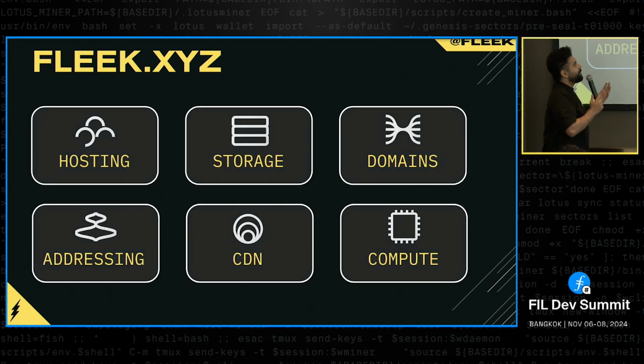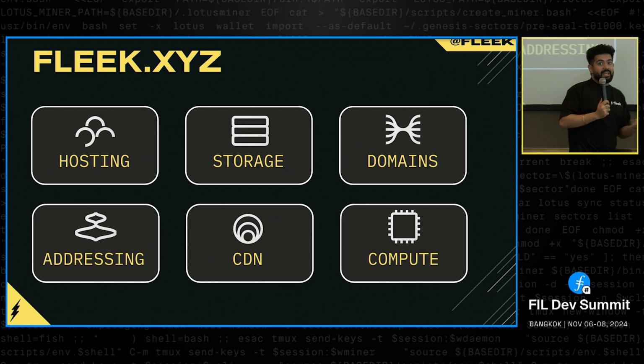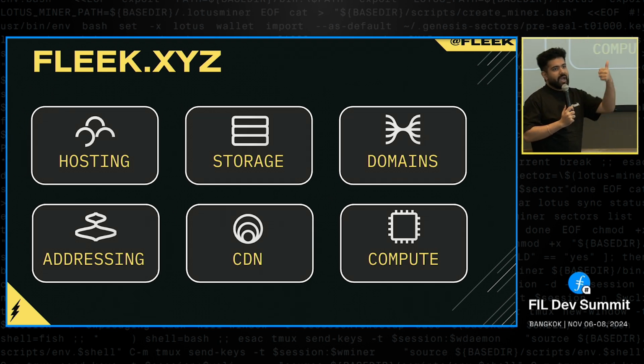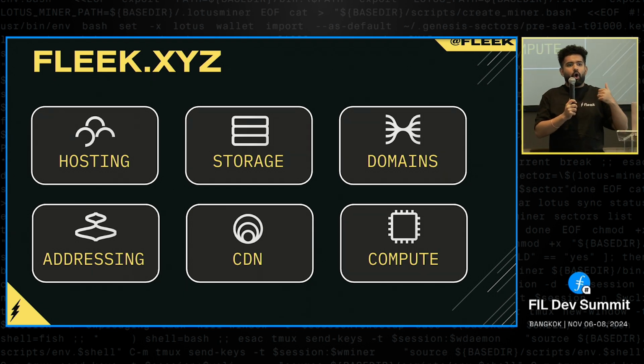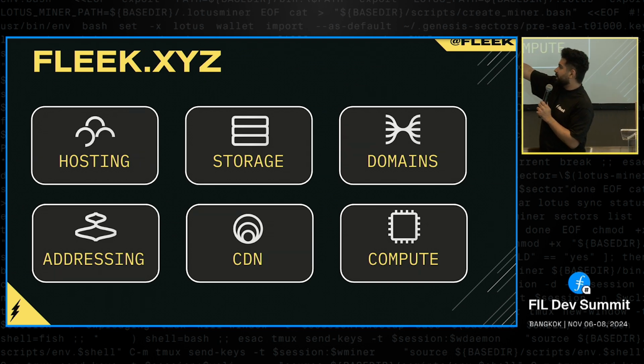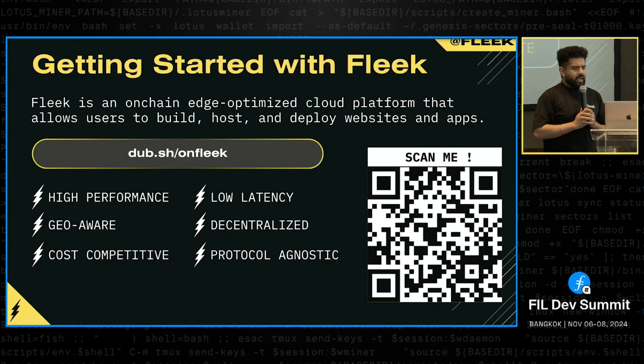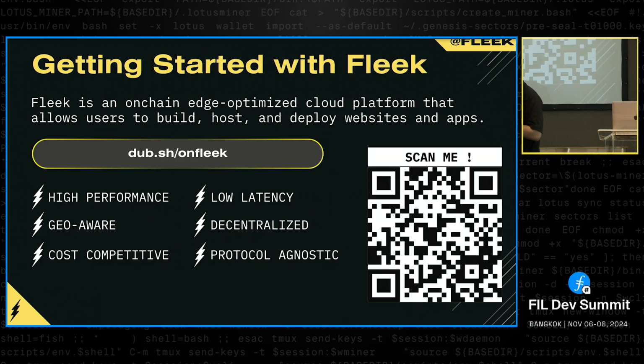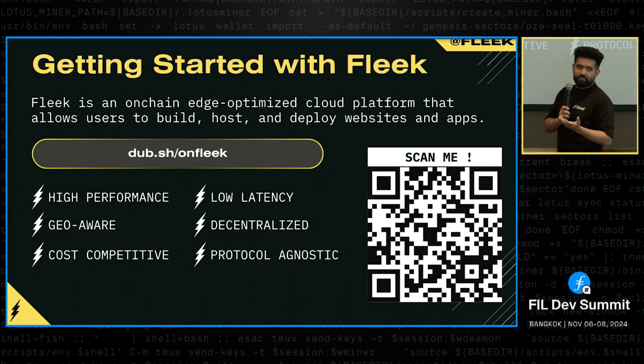Fleek is an on-chain cloud platform that provides support for all of the following. You've got hosting, storage, domains, addressing your content that is living on any content addressable platform. That can be IPFS, Filecoin, Arweave, or any other ones that are popping up in the industry now. And of course, we have our own CDN, we have our own compute layer, which I'm going to be discussing very, very soon.